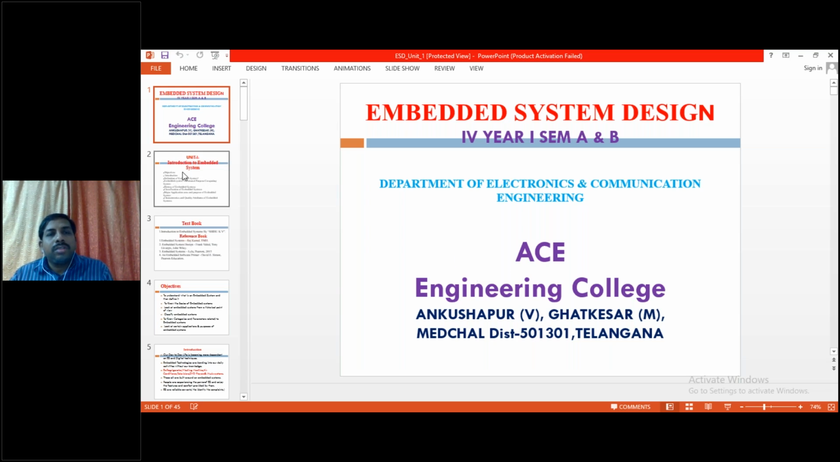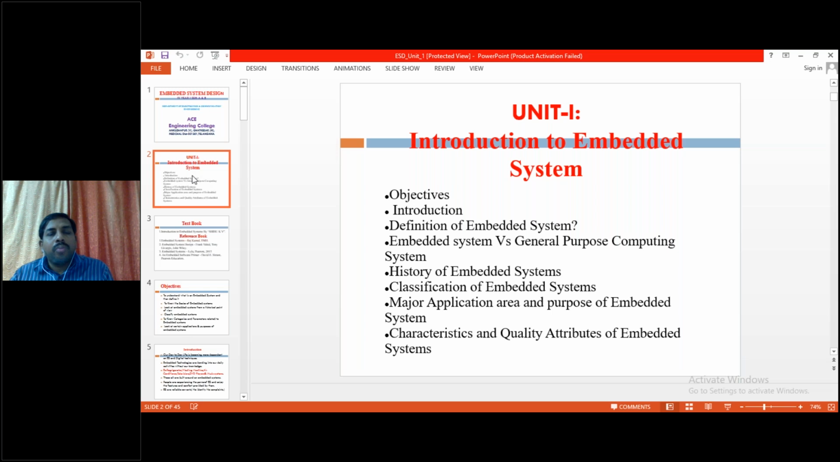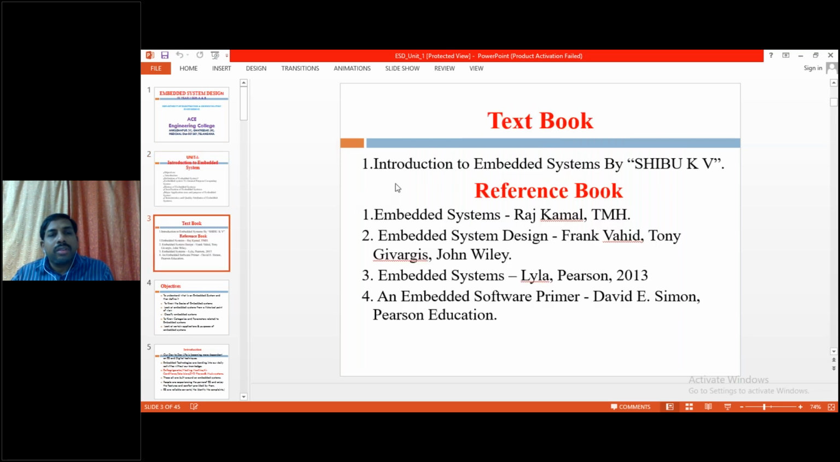So as we have covered these contents: objectives, introduction, definition of embedded system, purpose, general purpose computing system, history of embedded system, classification of embedded system, major application areas and purpose of embedded system. We will first cover our last topic, characteristics and quality attributes of embedded system. The textbook, as you know, is Introduction to Embedded Systems by Shibu K V.